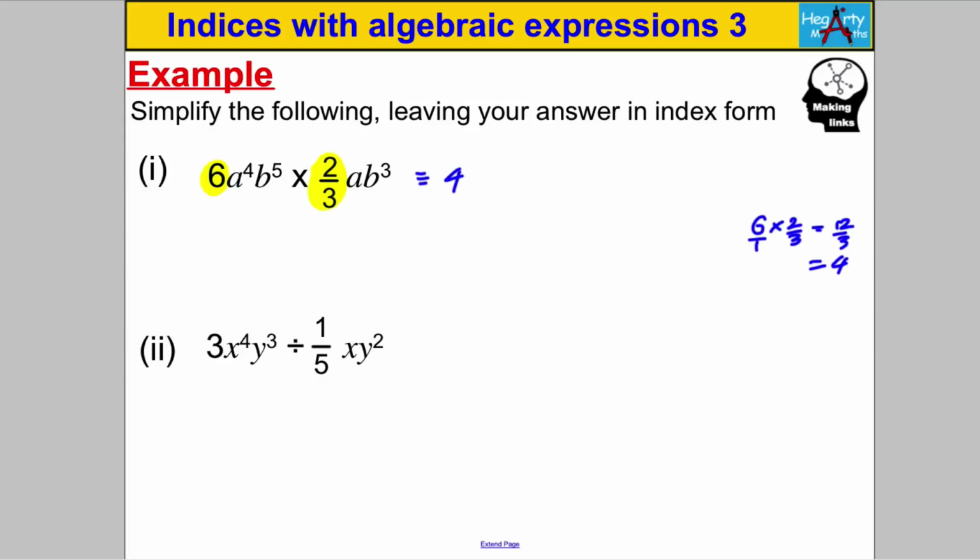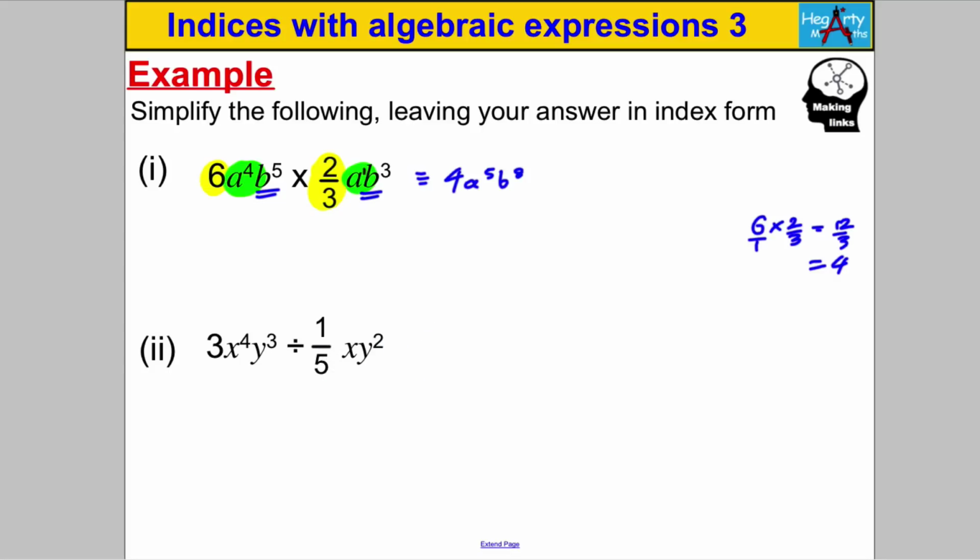A to the power of 4 multiplied by a to the power of, we should have put a 1 in there, 1 like that, is going to give me a to the power of 5. So I can write that as my next part of my term. And b to the power of 5 multiplied by b cubed is b to the power of 5 add 3, which is 8. Done.